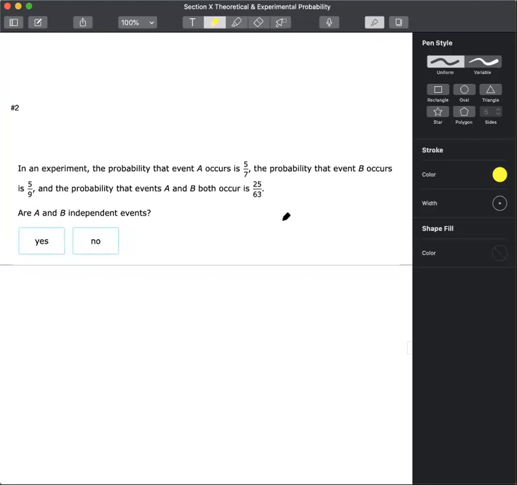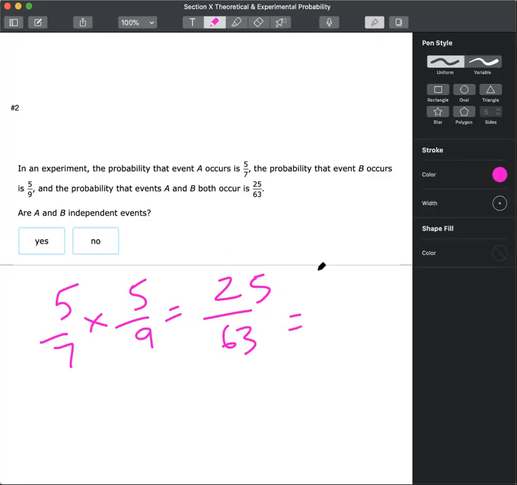All right, so if you multiply these out, you should have got, let me just change my color. So you got A multiplied by B. That's going to give you 25/63. And then A and B, they are the same. Okay, so this one would be independent.